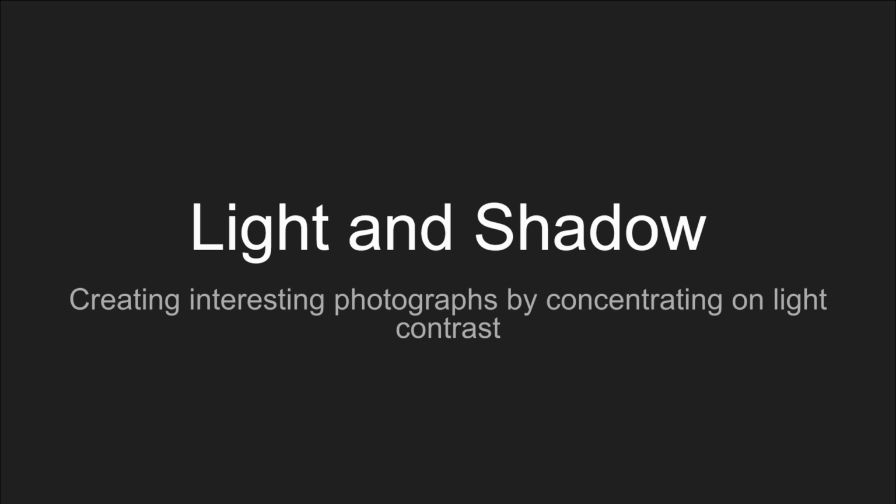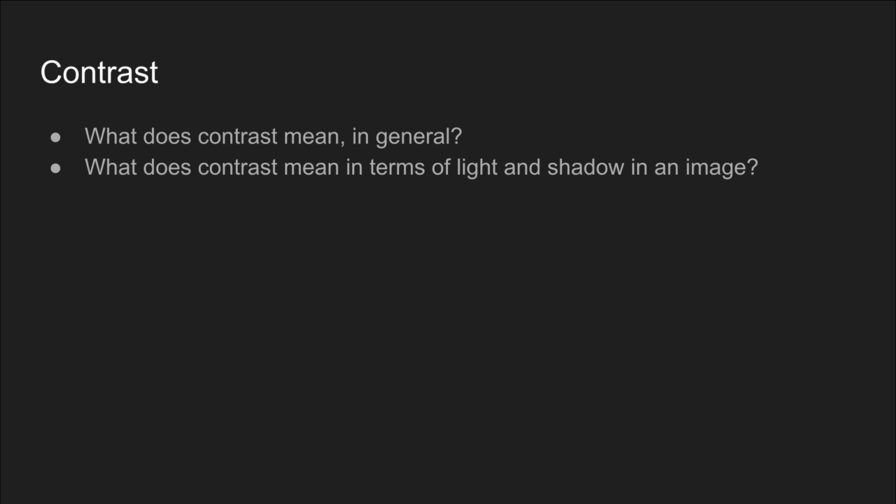Light and shadow. Creating interesting photographs by concentrating on light contrast. Contrast. What does contrast mean in general? Contrast is when two things are the opposite of each other. Indeed, indeed. And so what does contrast mean in terms of light and shadow in an image? Yeah, we're seeing parts that are lighter, some parts that are darker. How dark something is compared to something else in the image.